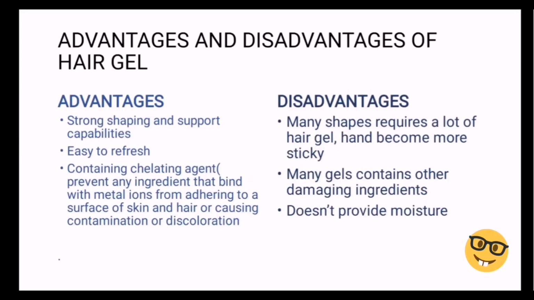Now, let's see the advantages and disadvantages of hair gel. The advantages are strong shaping and support capabilities, easy to refresh, and containing chelating agent, which prevents any ingredients that bind with metal ions from adhering to the surface of skin and hair or causing contamination or discoloration. And the disadvantages are many shapes require a lot of hair gel and this causes hands to become more sticky. Many gels contain other damaging ingredients and it does not provide moisture.